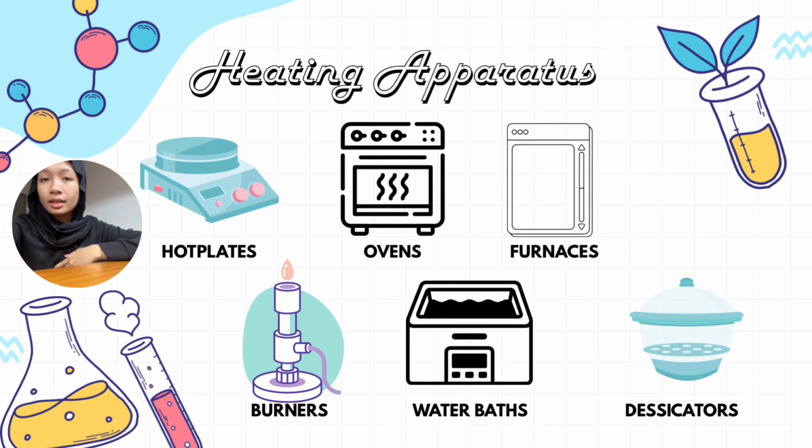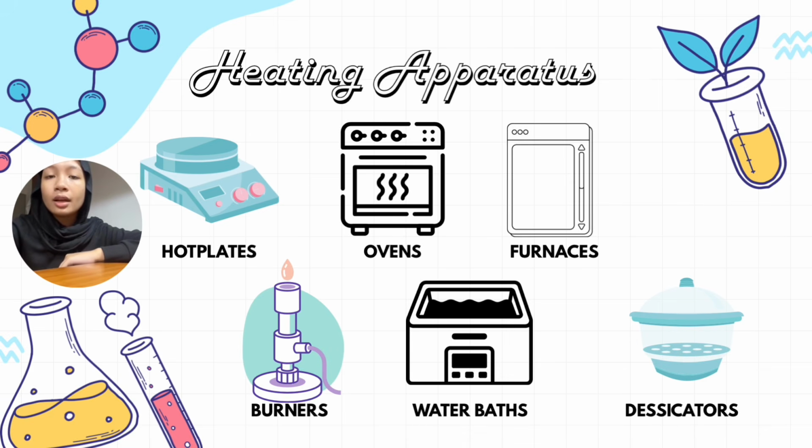Okay, next is about heating apparatus. First, we have hot plate. Hot plate is an electric heating device with a flat heated surface. Hot plates are used to heat beakers, flasks and solutions safely. Second, heating apparatus is oven. Oven uses hot air to dry samples and glassware. Oven also maintains a constant temperature for drying.